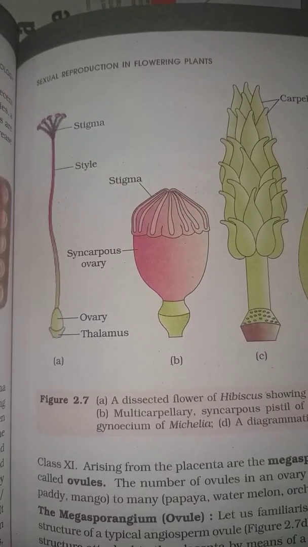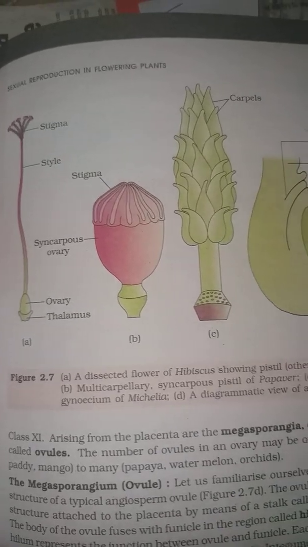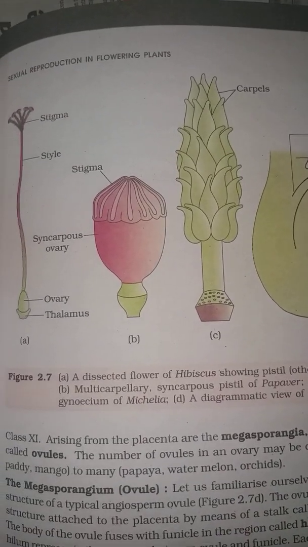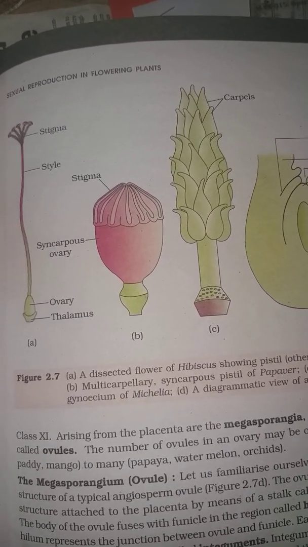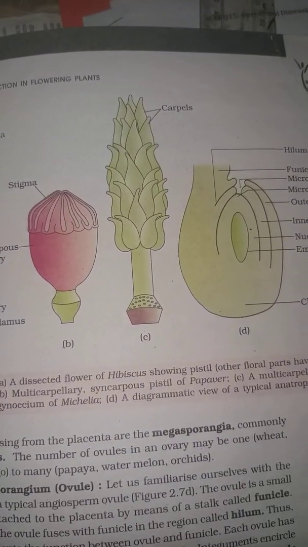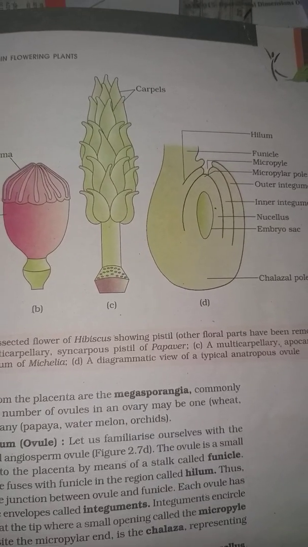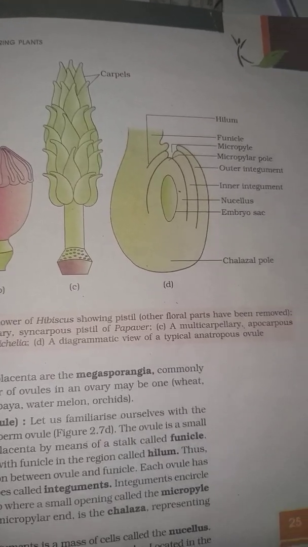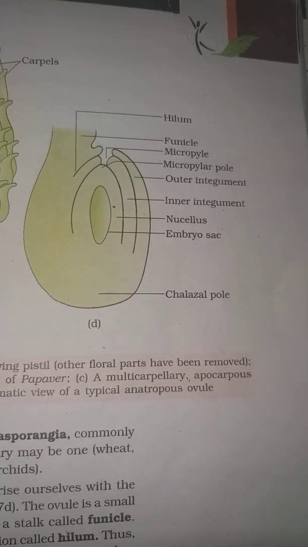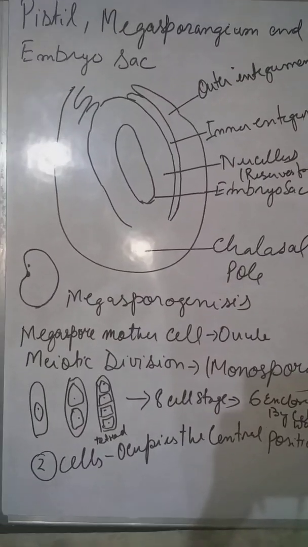And here you see the diagram in this figure. You see stigma, style and the ovary, and the thalamus at the base, to which they are attached. Here it is syncarpous, exactly that of a hibiscus, they are fused together. Here you see carpels that are not fused, they are free. That is known as apocarpous, if they are free. Apocarpous or multicarpellary, you find it in custard apple. Now this diagram is a very important diagram.